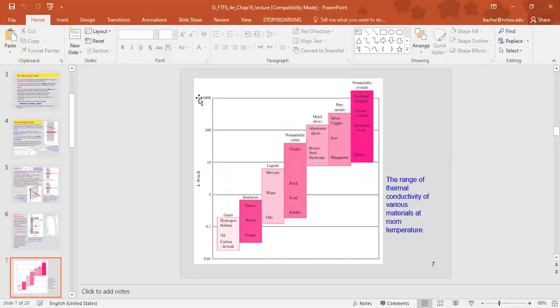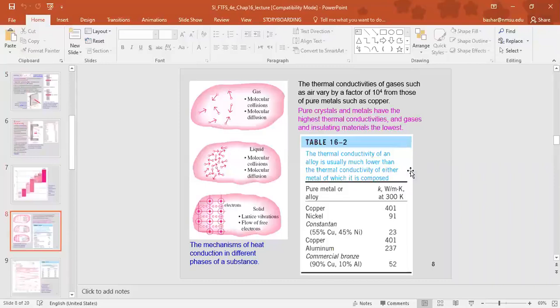The highest values of thermal conductivity are for the non-metallic crystals, then, as we mentioned, for the other categories. Here is an explanation of how conduction occurs in gases and liquids, as we mentioned, through collisions and diffusion, while in solids through the lattice vibration of the molecular structure plus the flow of free electrons.